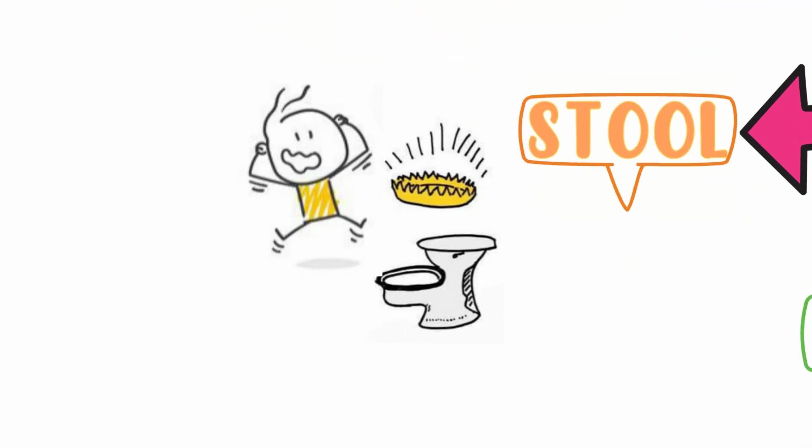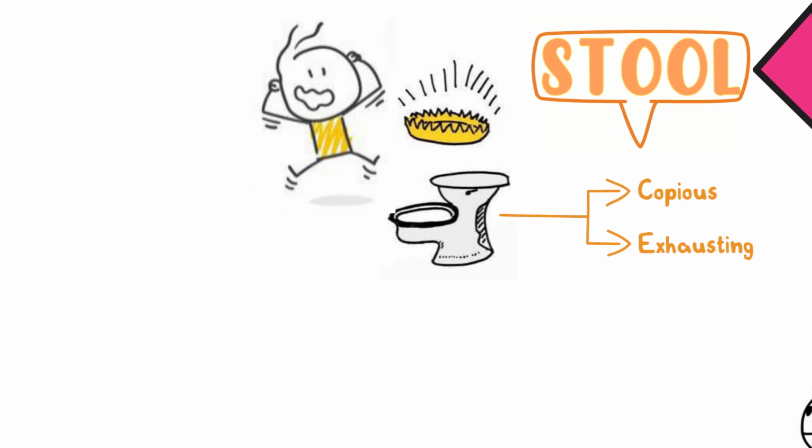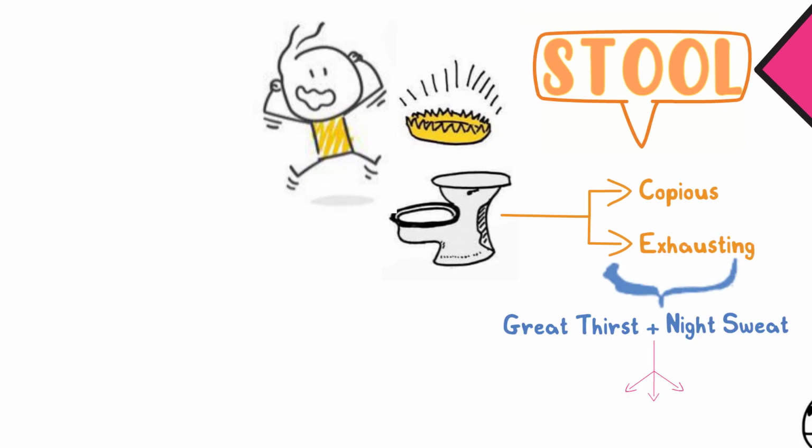Moving on to stool, we find copious exhausting stool, along with great thirst and night sweat. It can be seen as an accompanying symptom in 3 conditions, which are dropsy, typhus and phthisis.